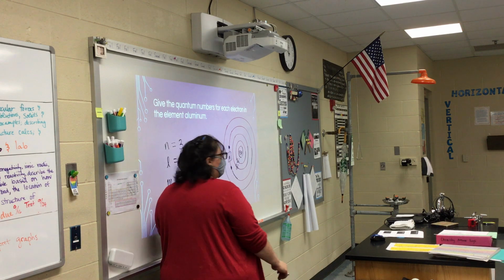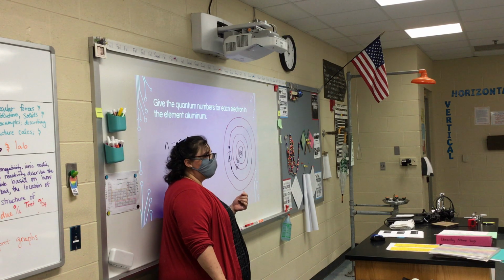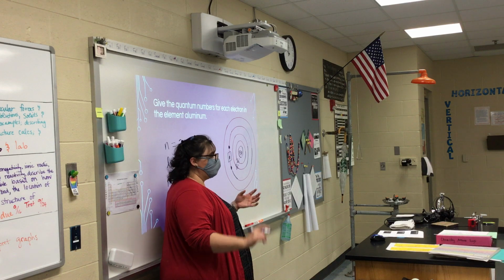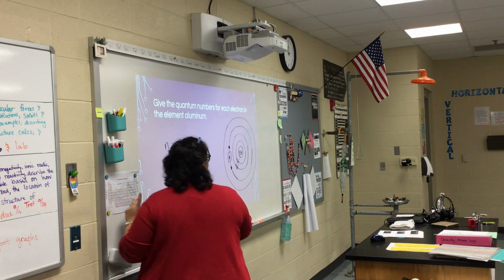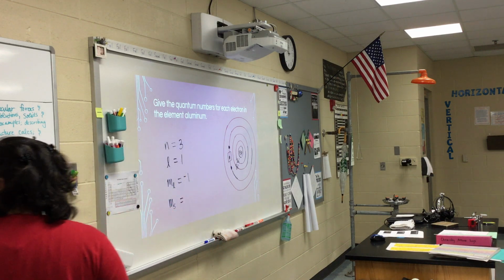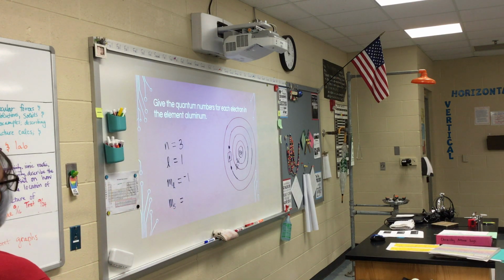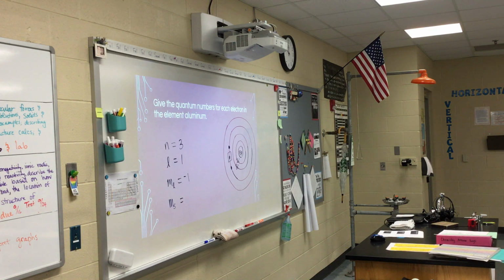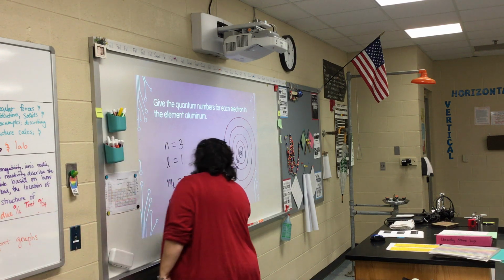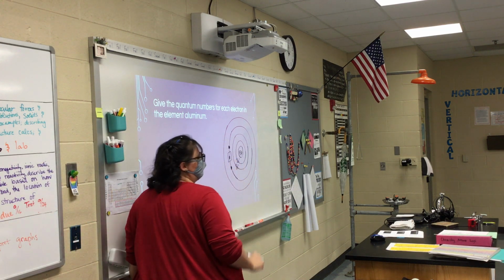The m sub L value. I hear -1. -1. Does everybody see where that came from? Okay, so if we go up from aluminum, the value here is -1, so that's where that comes from. And then the m sub S value. +1/2, because these first 3 columns correspond to an upspin. Okay, so these are the 4 quantum numbers for that last electron.